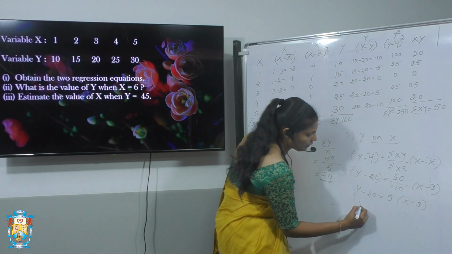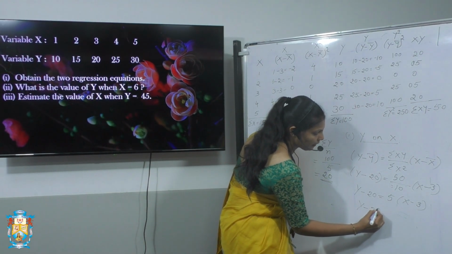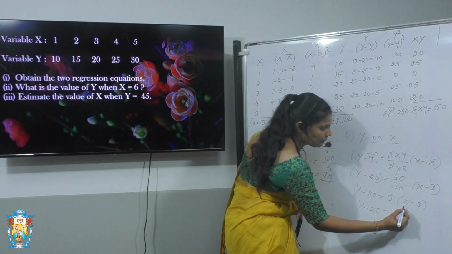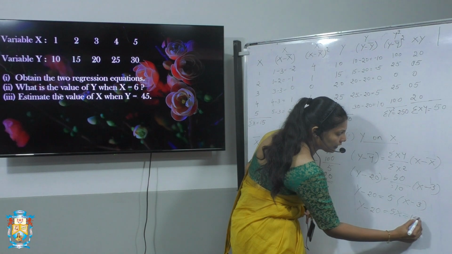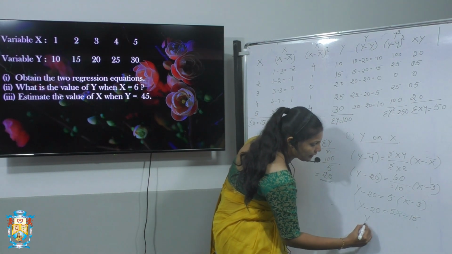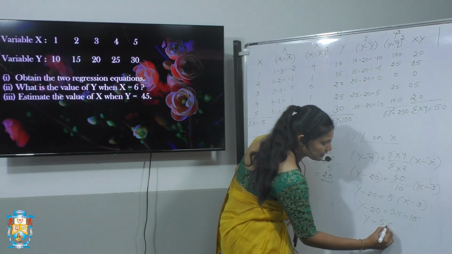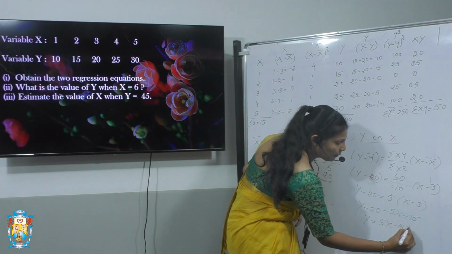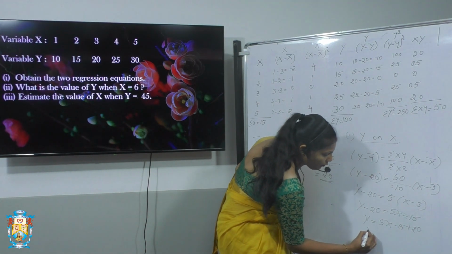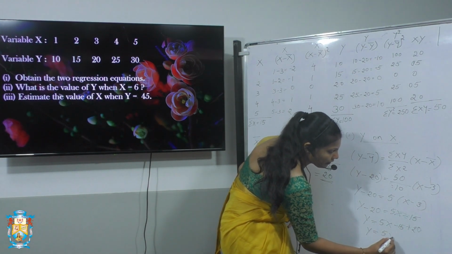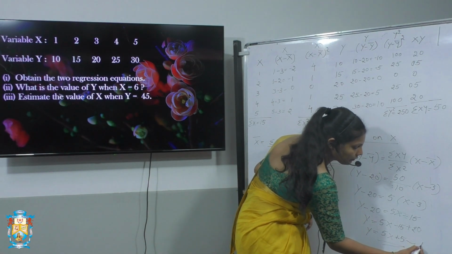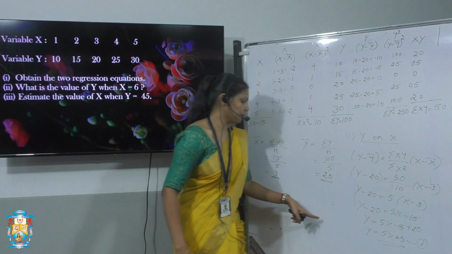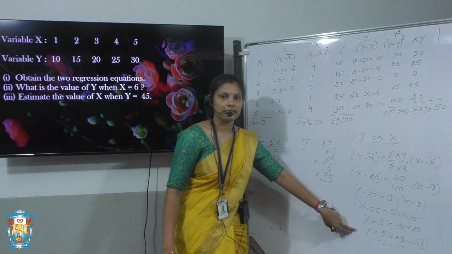3. So the equation we will get is y minus 20 equals, when you multiply inside the bracket, 5x minus 15. So y is equal to 5x minus 15 plus 20. So y is equal to 5x plus 5. That is the one equation we got from y on x.